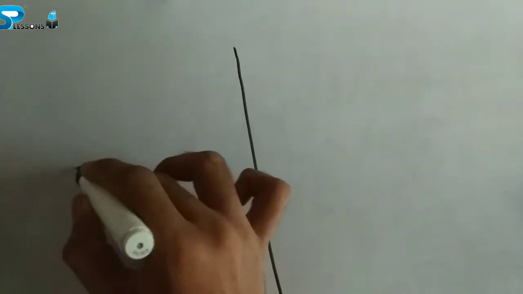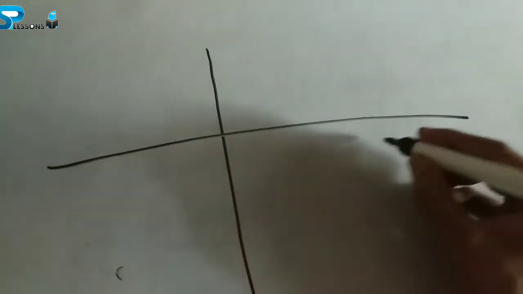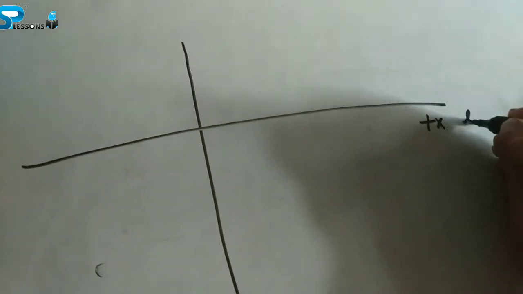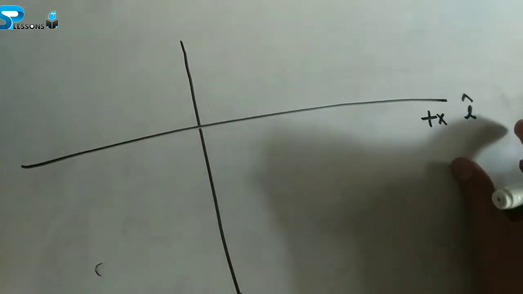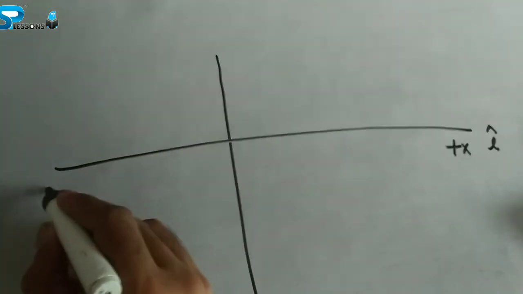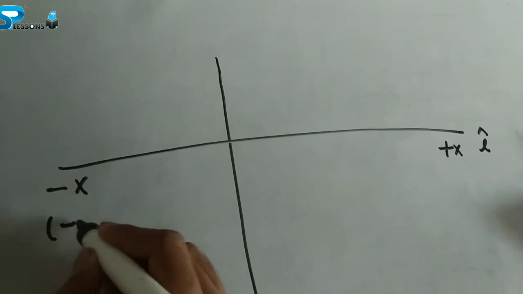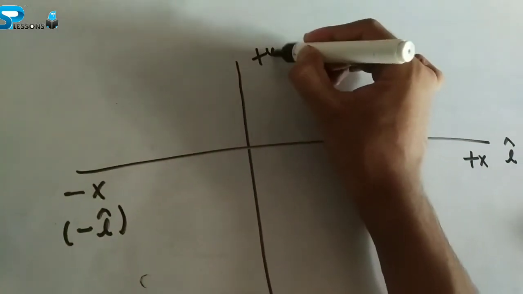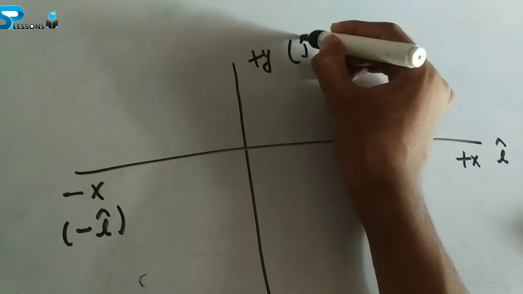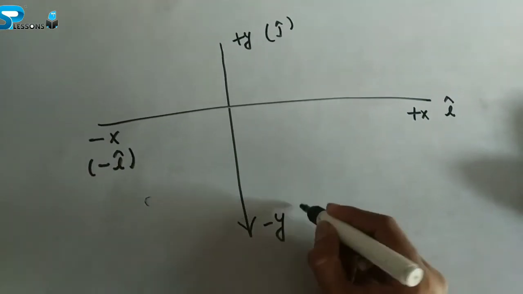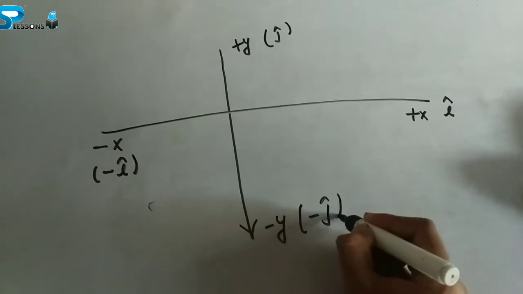Now we see in a graph how we show the vector. So in the plus x axis we denote the vector. This is called unit vector. It only shows the direction, i cap. In the minus x axis, it is called minus i cap. In the plus y axis, it is called j cap. In the minus y axis, it is called minus j cap.